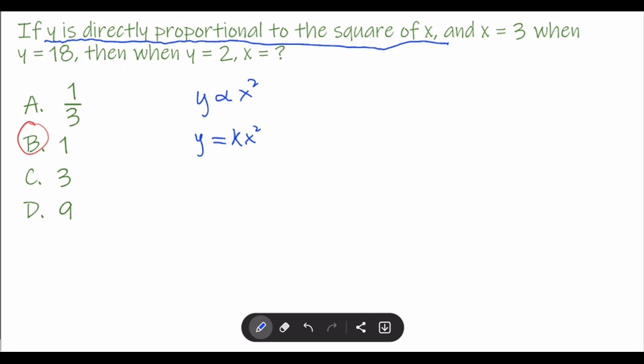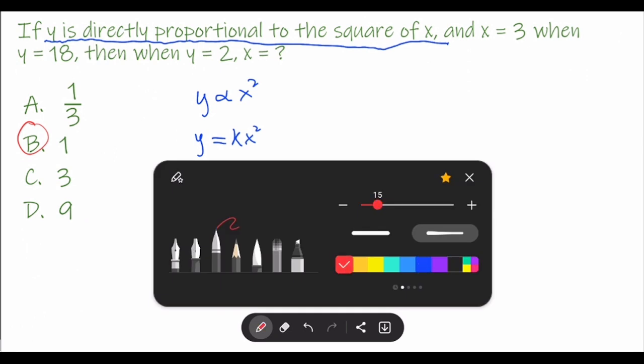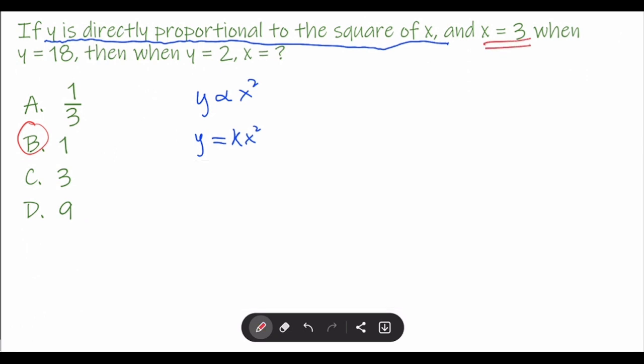Now, the first thing to do is to know the constant's value based on the given. You're going to use the information that if x is 3, then y is 18, to solve for k. That's why it's given, to find that constant. So let's rewrite the equation y equals kx squared and replace it based on the given: y is 18, k is still k, and x is 3, so x squared becomes 3 squared.